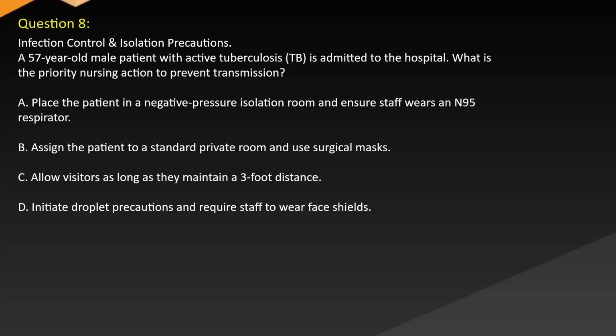Question 8. Infection control and isolation precautions. A 57-year-old male patient with active tuberculosis (TB) is admitted to the hospital. What is the priority nursing action to prevent transmission? A. Place the patient in a negative pressure isolation room and ensure staff wears an N95 respirator. B. Assign the patient to a standard private room and use surgical masks. C. Allow visitors as long as they maintain a 3-foot distance. D. Initiate droplet precautions and require staff to wear face shields.